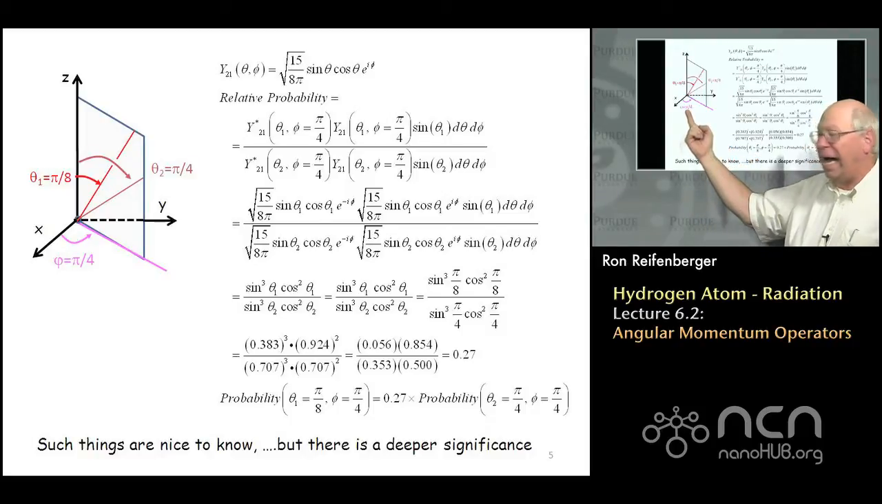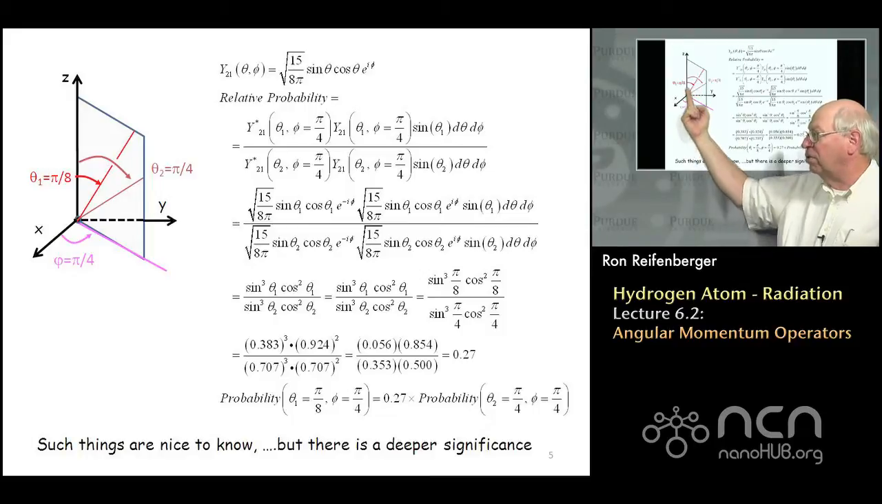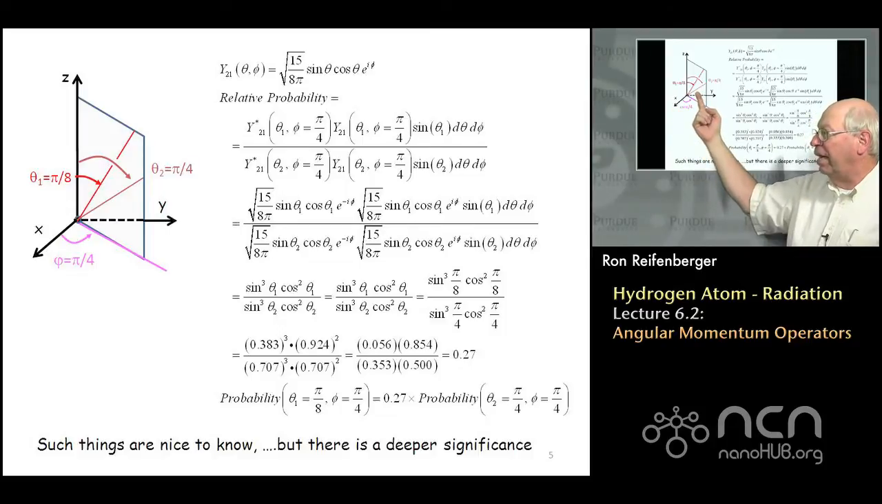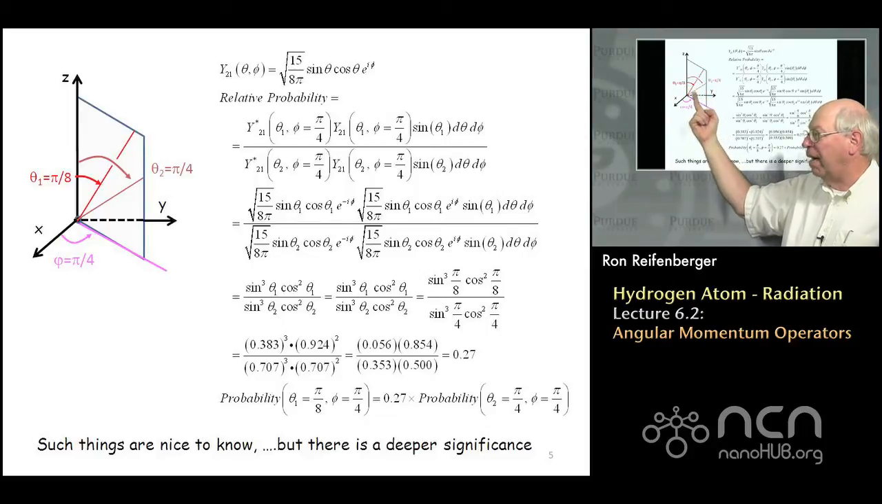The angle phi is fixed, that's pi by 4, so this is a plane that's located at an angle pi by 4 from the x-axis. And I've got two theta coordinates, two theta coordinates. One is pi by 8, the other is pi by 4. And I just want to know what the probability is that the electron is along this line or along this line, irrespective of r, right?